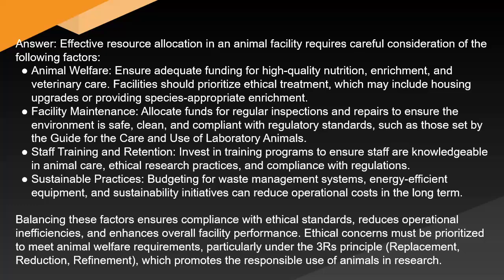Staff training and retention. Invest in training programs to ensure staff are knowledgeable in animal care, ethical research practices, and compliance with regulations. Sustainable practices. Budgeting for waste management systems, energy-efficient equipment, and sustainability initiatives can reduce operational costs in the long term. Balancing these factors ensures compliance with ethical standards, reduces operational inefficiencies, and enhances overall facility performance. Ethical concerns must be prioritized to meet animal welfare requirements, particularly under the 3Rs principle: replacement, reduction, refinement, which promotes the responsible use of animals in research.